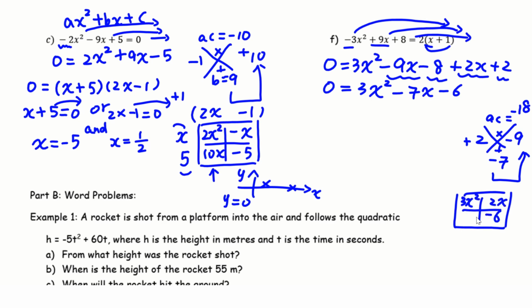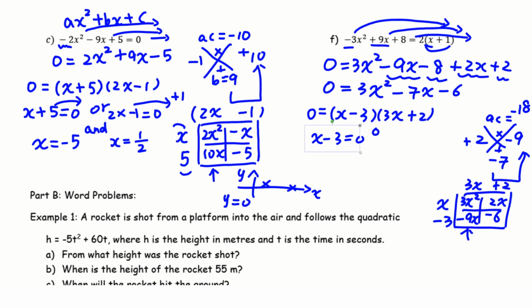So 2x, negative 9x. First row, x take out, do the division. Then negative 6 divided by 2, negative 3. This one check, yes. Negative 3 times 3x, negative 9x. So 0 equals x minus 3 times 3x plus 2. Then each bracket equals 0. Then we solve for x.